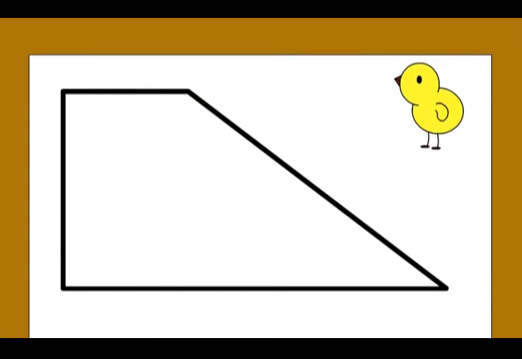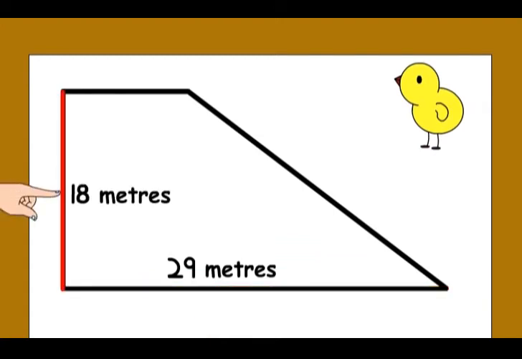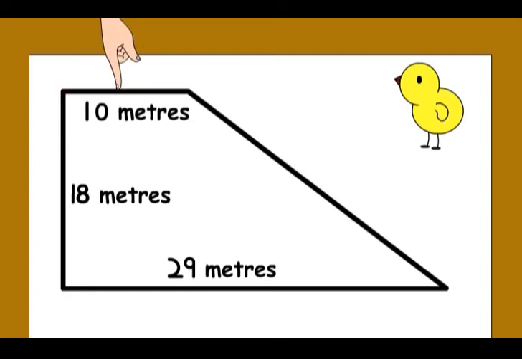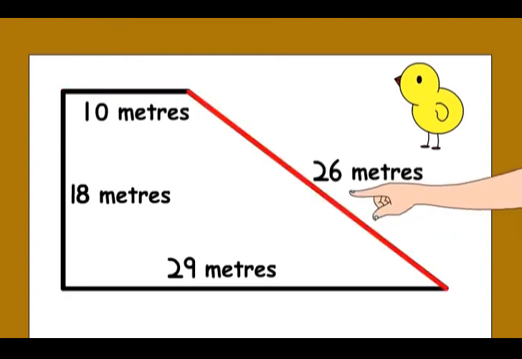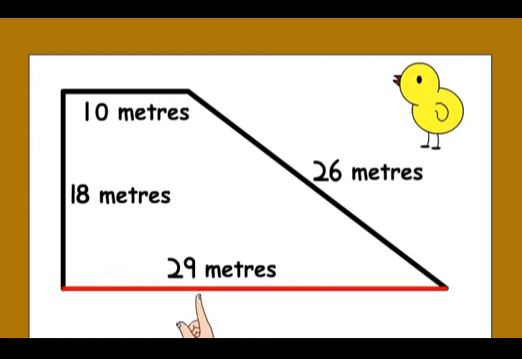It looks like this. This side is 29 meters long. This is 18 meters. This is 10 meters long. And this is 26 meters long. Oh, Papa's field has a very funny shape. It's long here and small here.